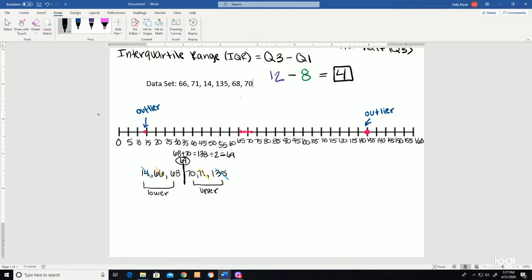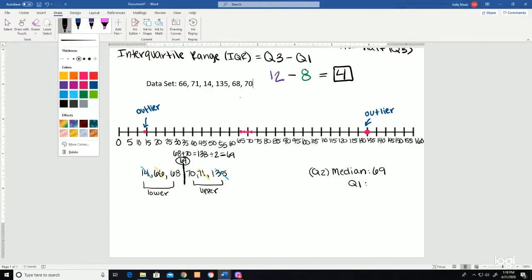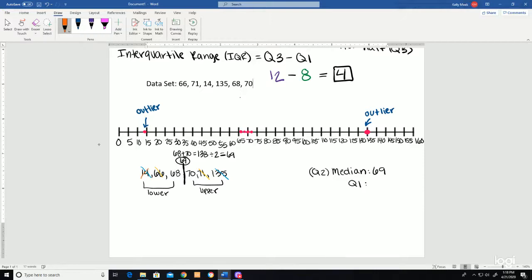All right, and over to the side, I'm actually going to be keeping kind of a total of all the things that we know. So remember that this is Q2, by the way. All right, to find Q1, we have to take the median of the lower half. So let's go ahead. I'm going to switch colors here. I cross out 14. That's the lowest number in that half, and 68 is the highest number in that half. And that leaves me with 66. So 66 is my Q1. Okay.